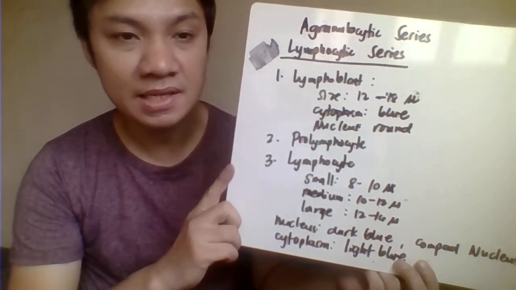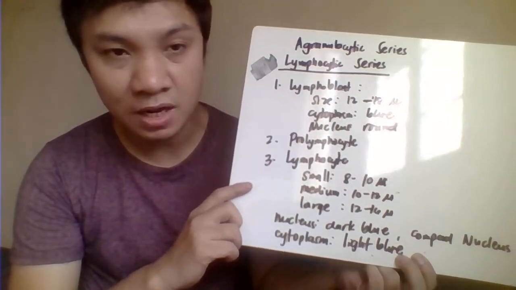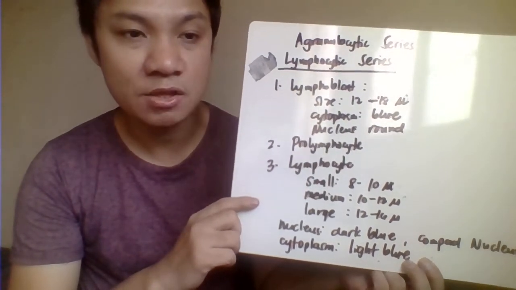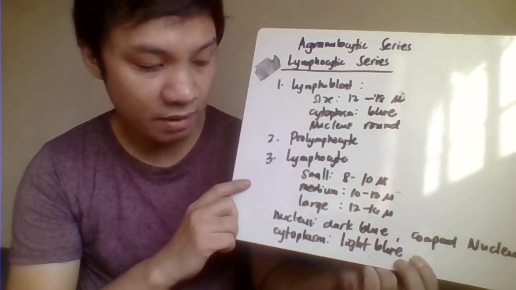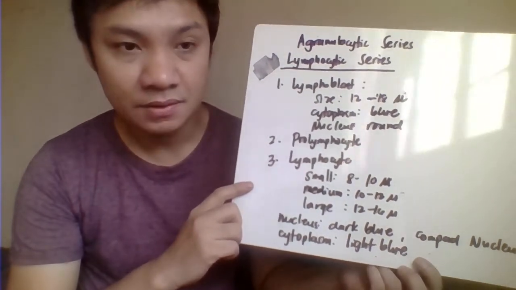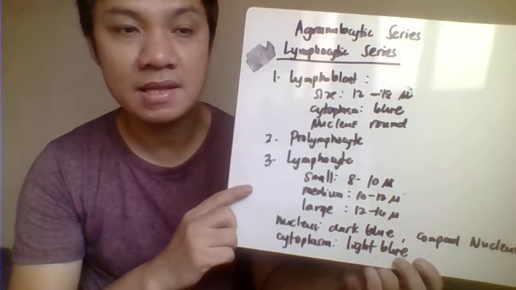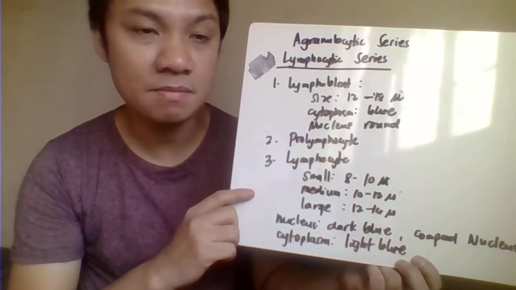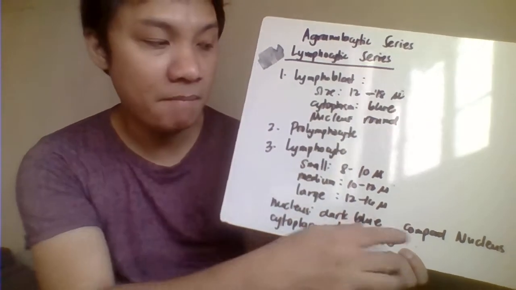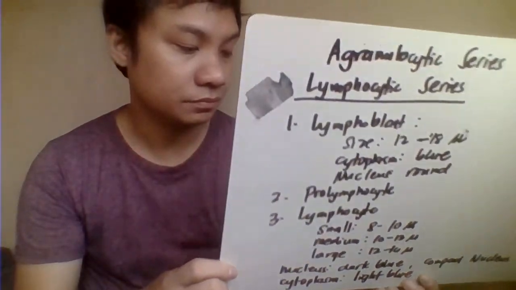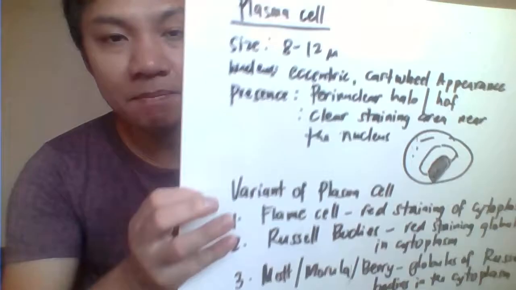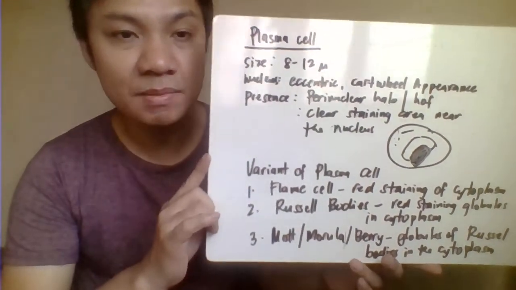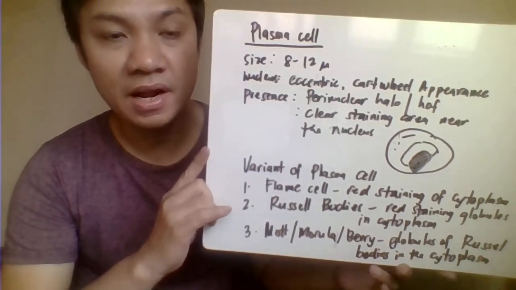For the lymphocytes, the mature ones, the small lymphocytes measure 8 to 10 micrometers in diameter, the medium size is 10 to 12, and the large is 12 to 16 micrometers. The lymphocyte is characterized by light blue cytoplasm and a dark blue, compact nucleus. Then we have the plasma cells. Eventually, lymphocytes become plasma cells once they are activated by an antigen.